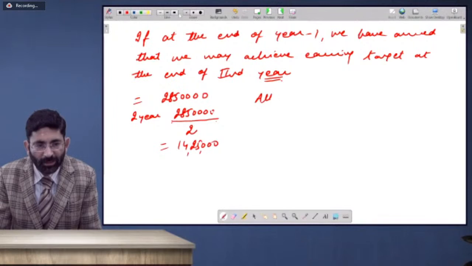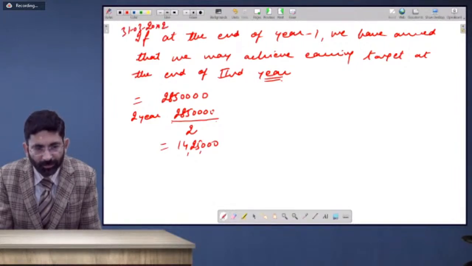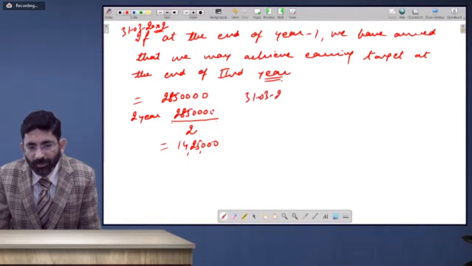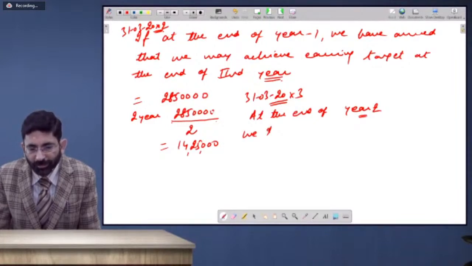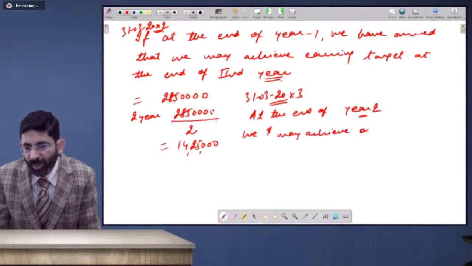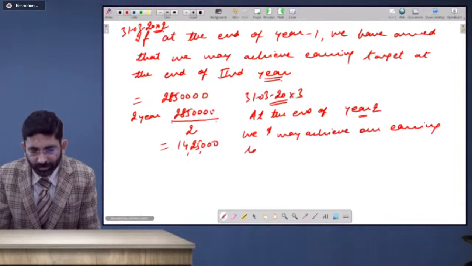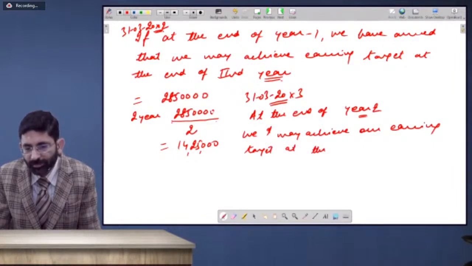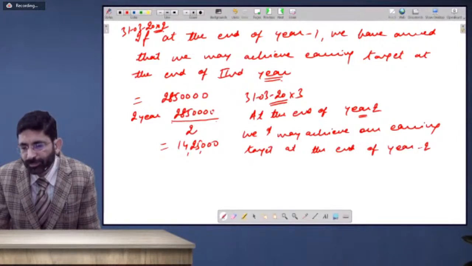At the end of second year, this is on 31st of March 2012 assumption. Then on 31st of March 2013, we have to take another assumption, that is at the end of year 2. Another assumption is taken. We may achieve our earning target at the end of year 3, because in the second year we are unable to achieve this target. We expected that we will achieve this target in the next year.